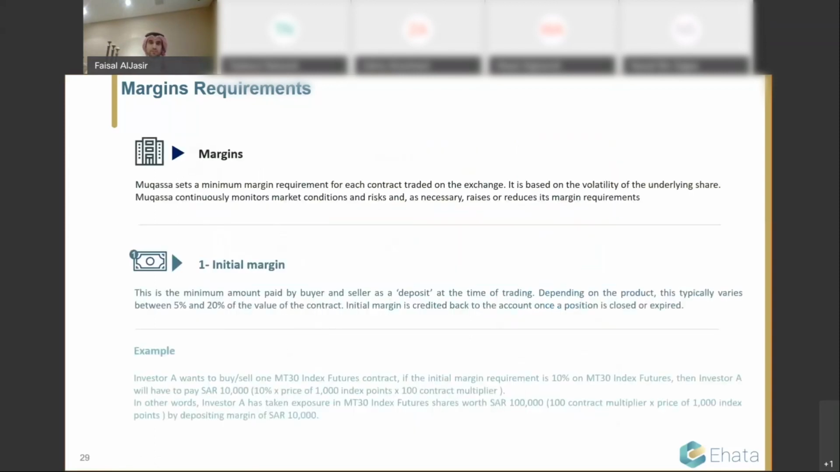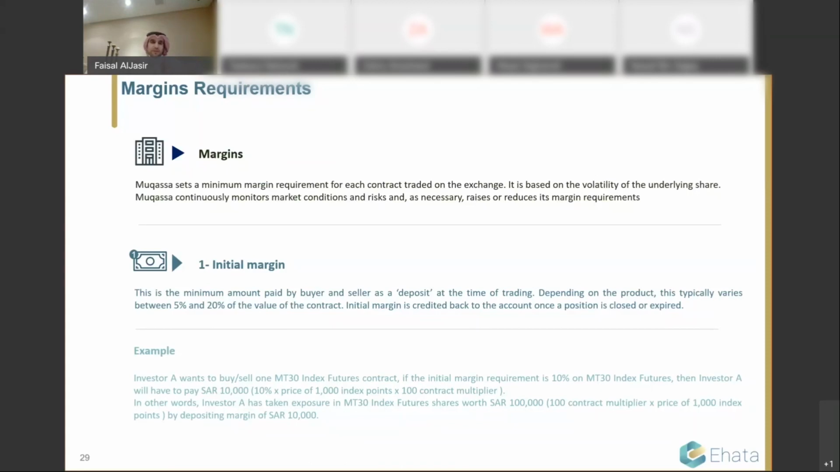As we explained, Muqassa is the entity that sets a minimum margin requirement for each contract traded on the exchange. It's based on the volatility of the underlying share. It can change if the underlying is different. Part of Muqassa's tasks is monitoring the market conditions and risks, and as necessary raising or reducing its margin requirements as needed.